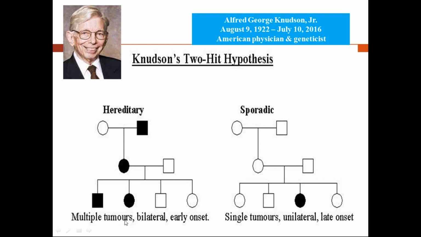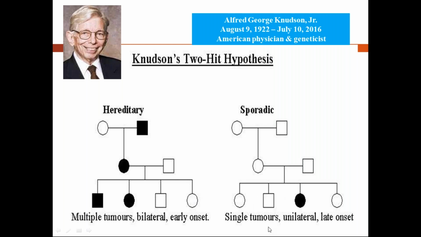So in hereditary, there are multiple tumors. That means to say, not only is there retinoblastoma, but other tumors which I have mentioned, the osteosarcomas, ovarian cancers, breast cancers if it is female, and osteosarcoma if it's male. And both the eyes are involved, and it's very early onset. So babies are born with the tumor. It can lead to blindness also, lifelong blindness the baby will be having.